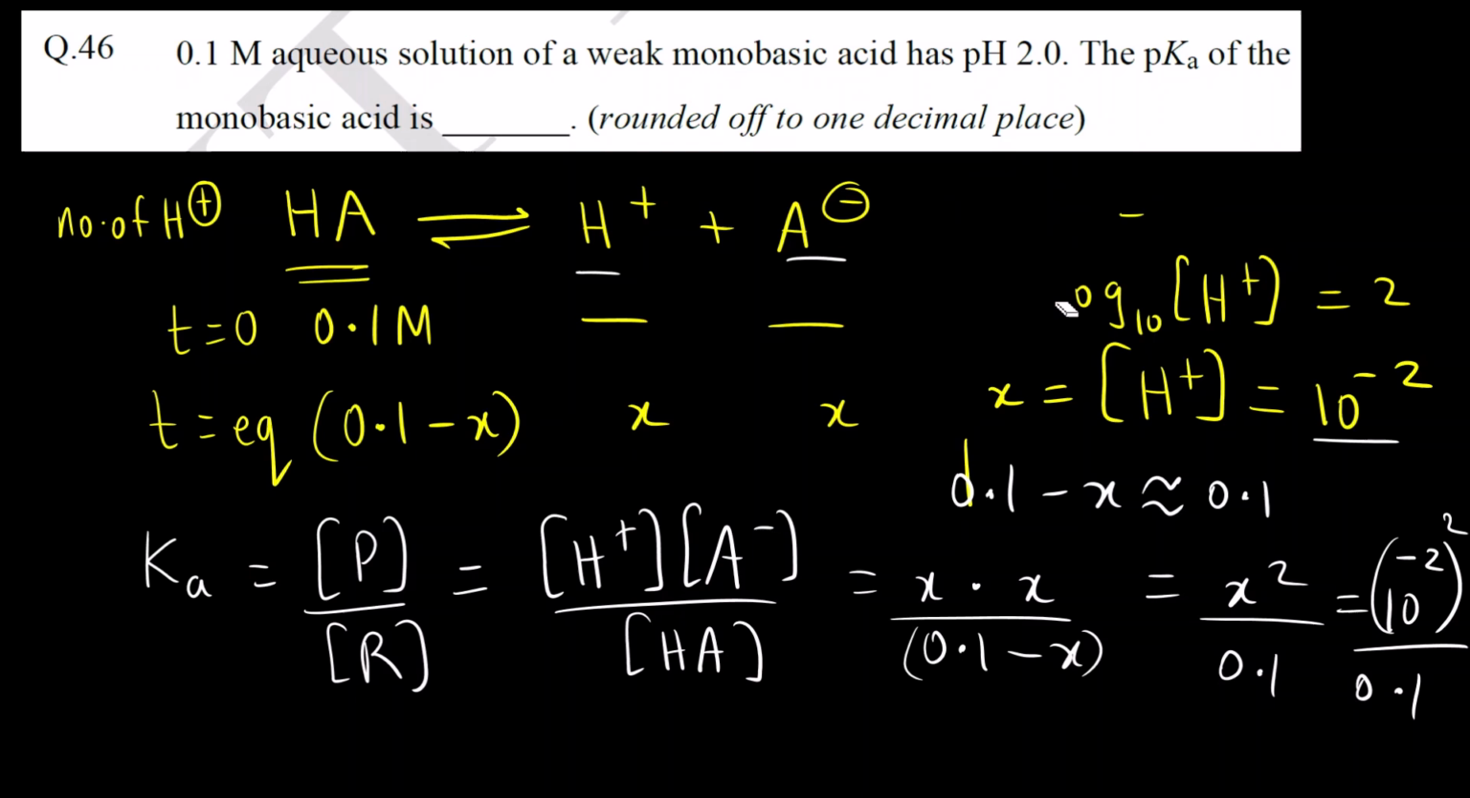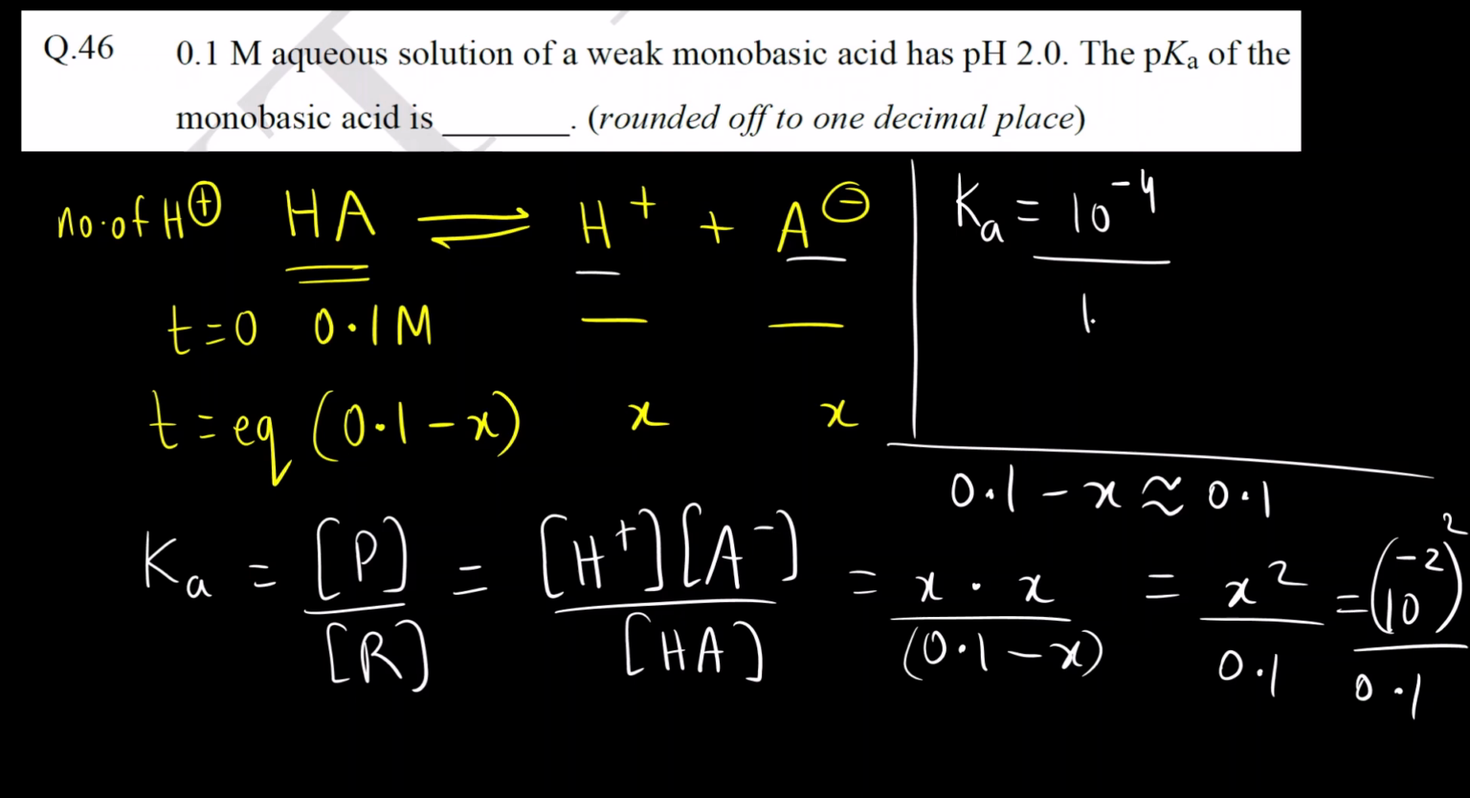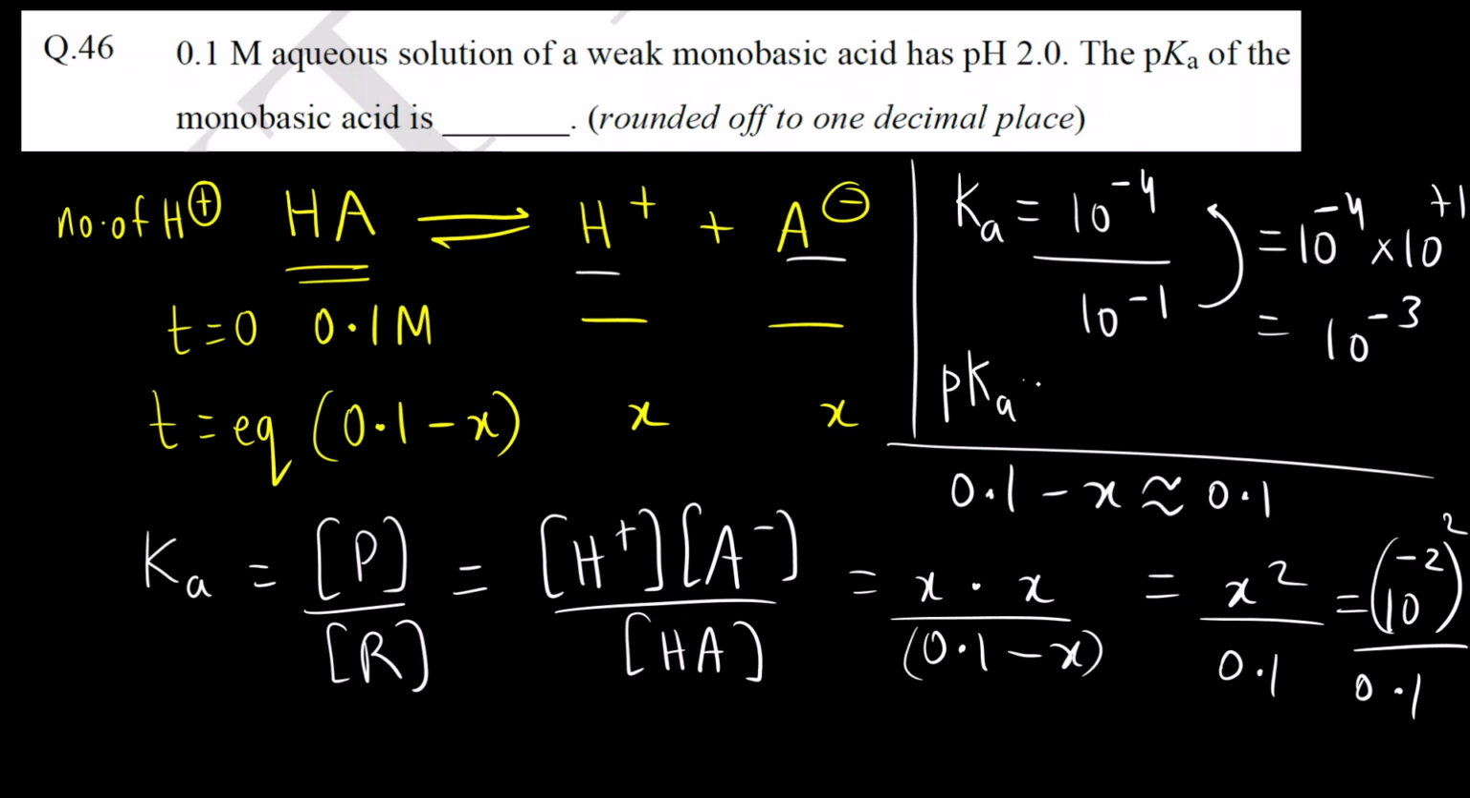Okay, so I will solve here. Okay, solve further. What is the value of Ka? Ka will be 10 raised to minus 2 square will be 10 raised to minus 4, and 0.1 is 10 raised to minus 1. This will go to the numerator. It will become 10 raised to plus 1. So minus 4 plus 1 is 10 raised to minus 3. Do we want Ka? No. What we want is pKa. pKa will be minus log to the base 10 of Ka. Ka is 10 raised to minus 3.